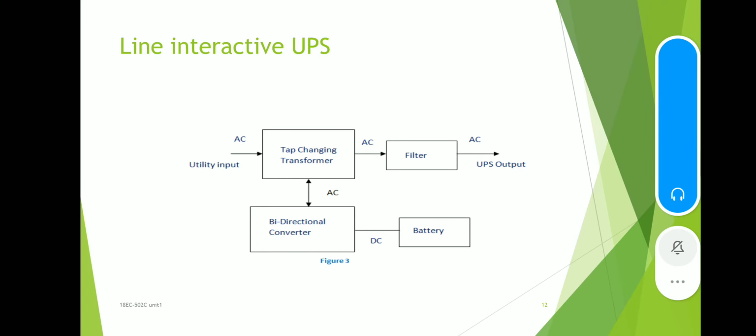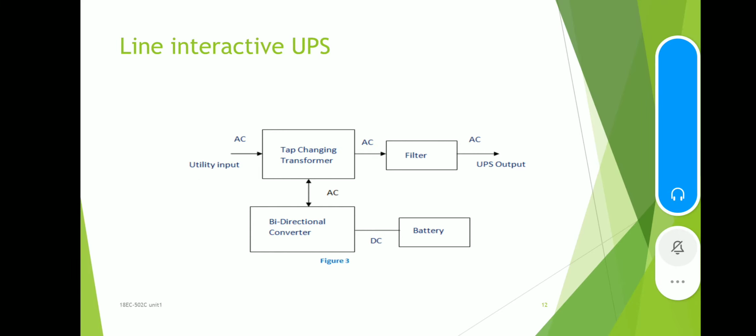The third one is the line interactive UPS. Suppose the mains power is available, but there are fluctuations in this mains power. In that case, this line interactive UPS is useful.